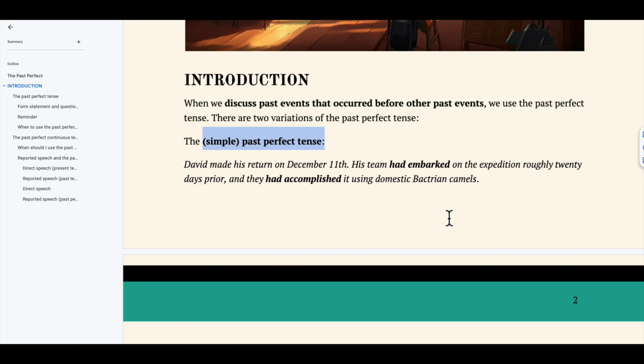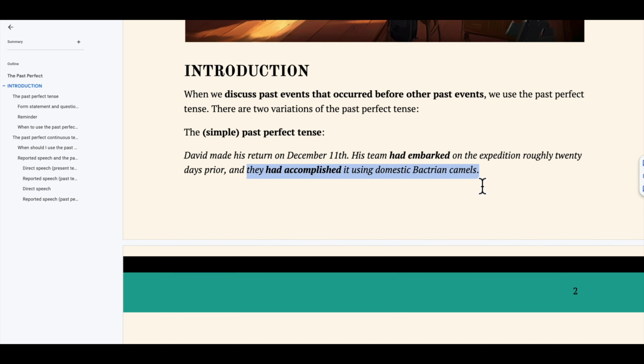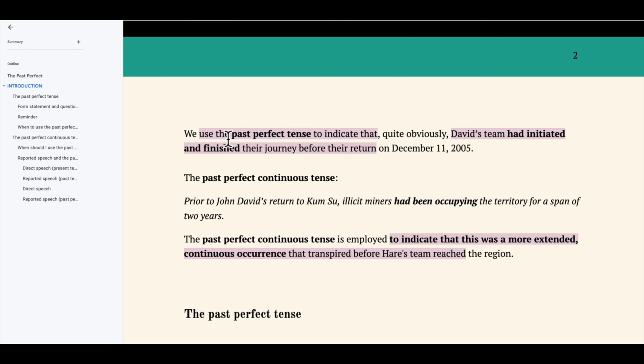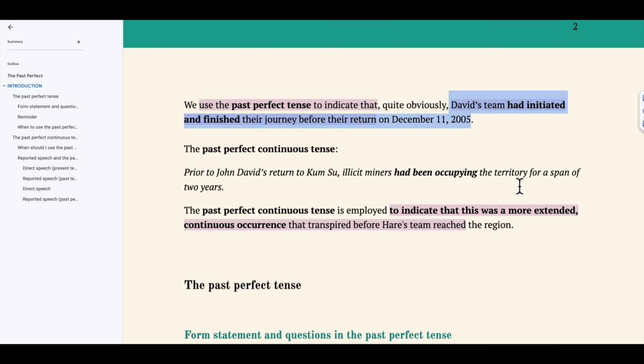Take, for example, David's return on December 11th. But before that, his team had already embarked on the expedition about 20 days earlier, and they had accomplished it using domestic Bactrian camels. You see, the past perfect tense allows us to show that David's team had initiated and completed their journey before they returned on December 11th, 2005.